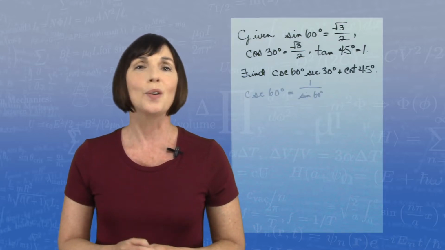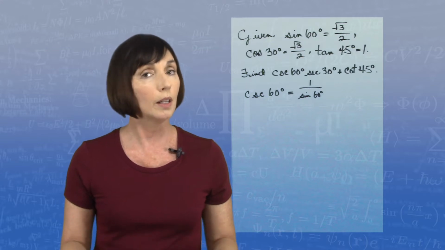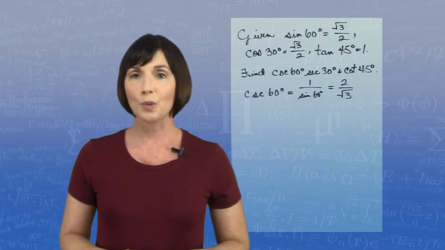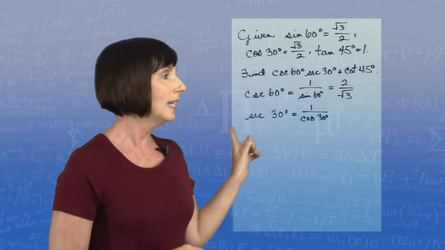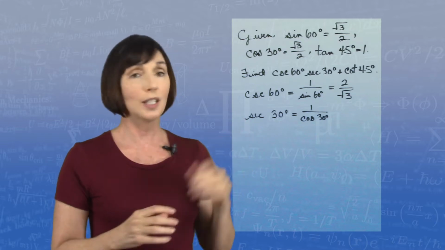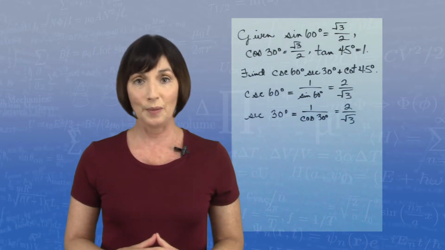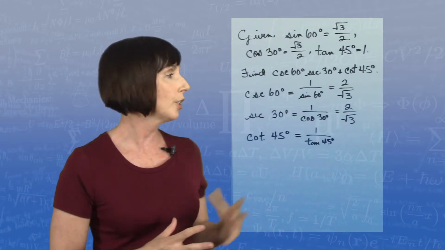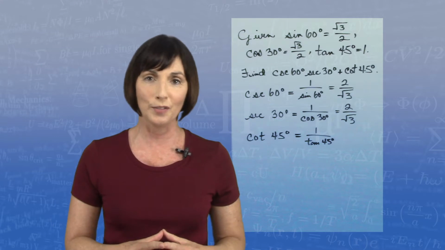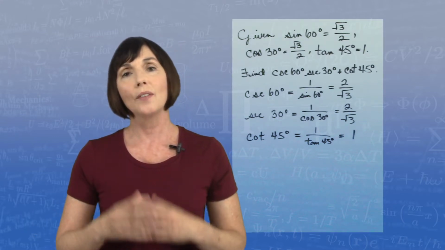Okay, so the cosecant of 60 degrees is equal to the reciprocal of the sine of 60 degrees. So that would be 2 over the square root of 3. The secant of 30 degrees is equal to the reciprocal of the cosine of 30 degrees. So that's also equal to 2 over the square root of 3. And the cotangent of 45 degrees is equal to the reciprocal of the tangent of 45 degrees. And the reciprocal of 1 is just 1. So now we have all our values.